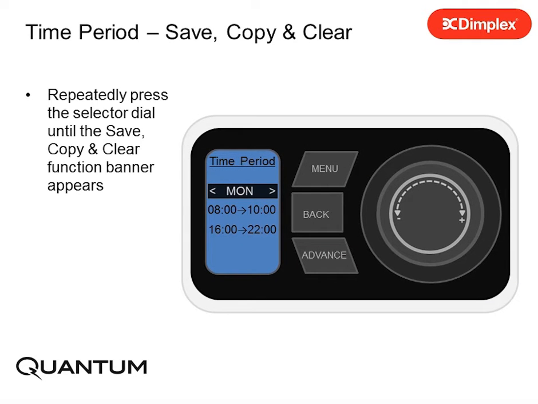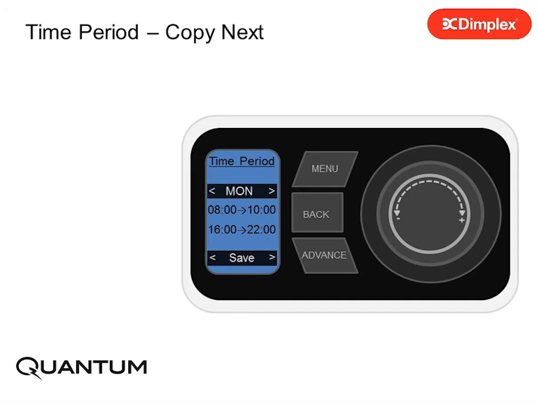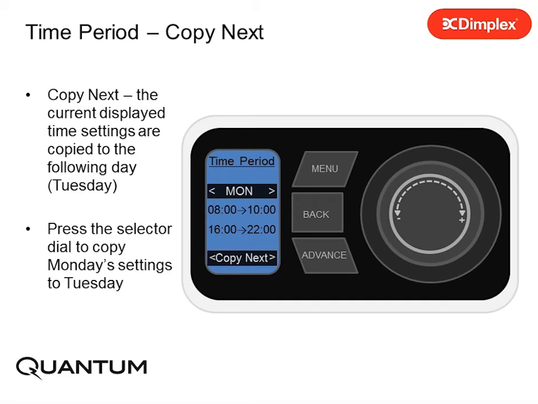Repeatedly press the selector dial until the Save, Copy and Clear function banner appears. The Save, Copy, Clear panel appears at the bottom of the display. Rotate the selector dial to Copy Next. Copy Next: the current displayed time settings are copied to the following day, Tuesday. Press the selector dial to copy Monday's settings to Tuesday.